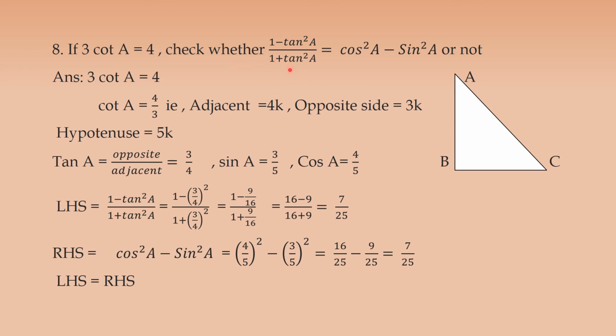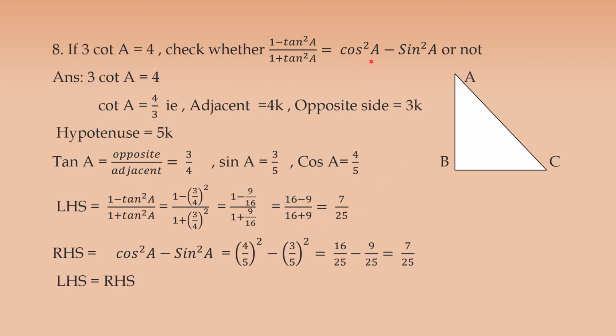Let us find the value for the left hand side. (1 minus tan square A) by (1 plus tan square A) is equal to (1 minus (3 by 4) whole square) divided by (1 plus (3 by 4) whole square), which is (1 minus 9 by 16) divided by (1 plus 9 by 16). Again, cancelling 16 from the numerator and denominator, we can see it as (16 minus 9) by (16 plus 9), which is equal to 7 by 25.